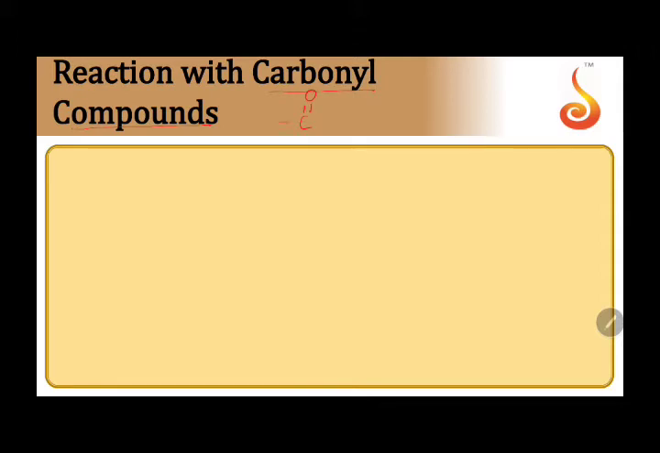They can either be aldehyde, represented like this, where it is compulsory to have one hydrogen attached to carbonyl group, and they can also be ketones, where on both sides you can have carbon. Both sides we should be having carbon, then that is a ketone. So both aldehydes and ketones are carbonyl compounds. How does Grignard reagent react with aldehydes and ketones?